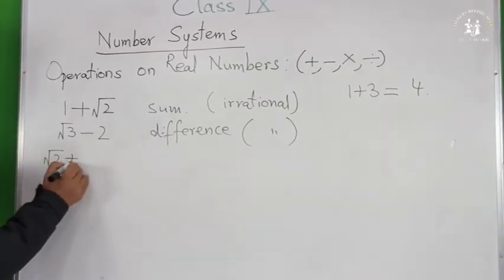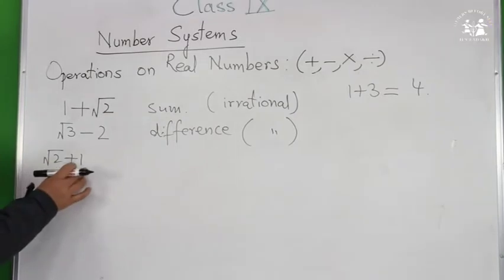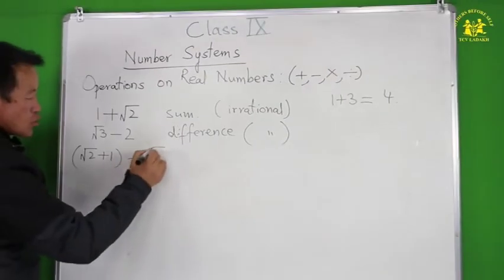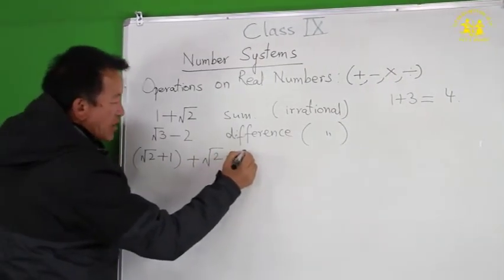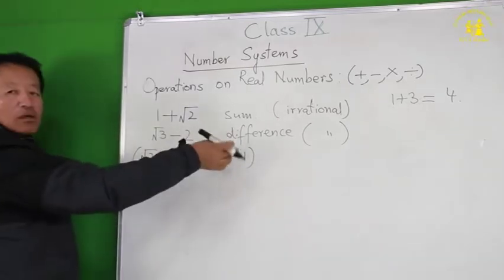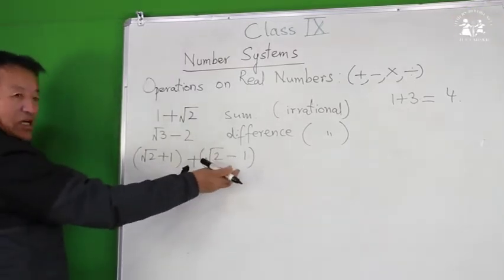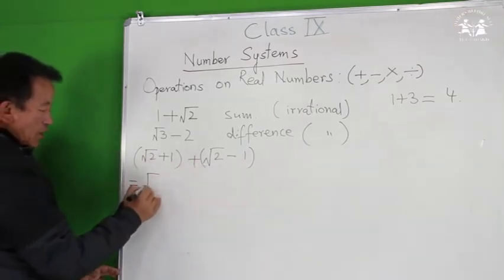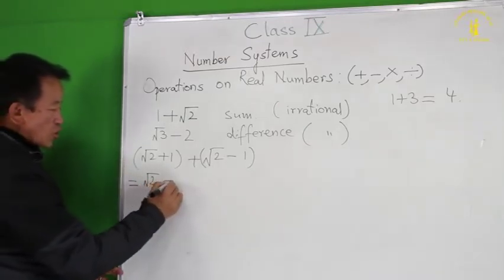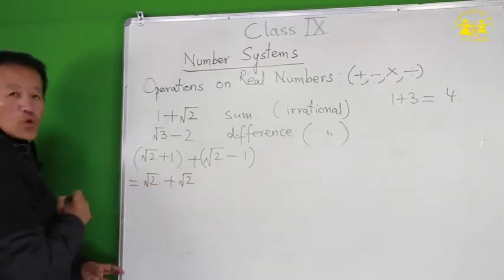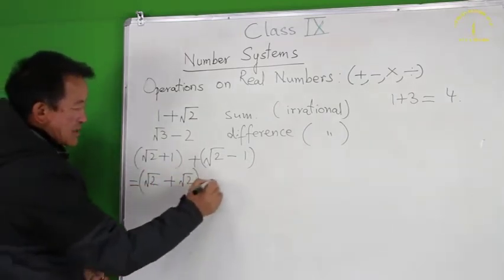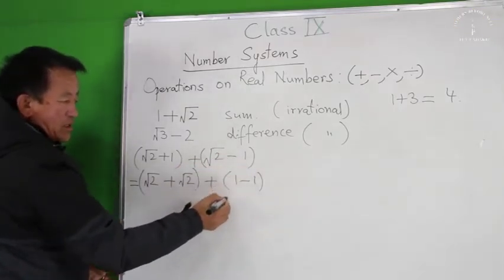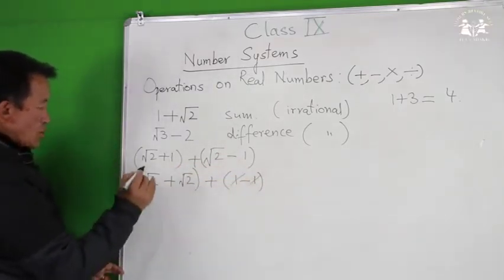Square root of 2 plus 1, this is irrational. Square root of 2 minus 1 is also another example of irrational. But what if we add square root of 2 plus square root of 2? Then plus 1 minus 1, the plus and minus cancel, giving 0.